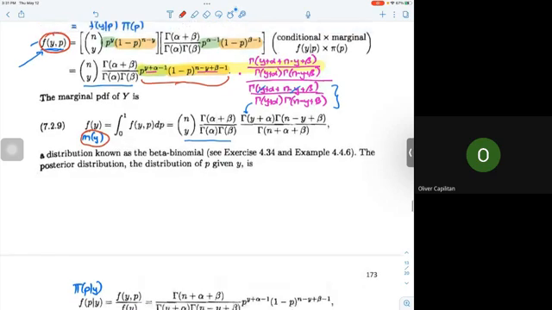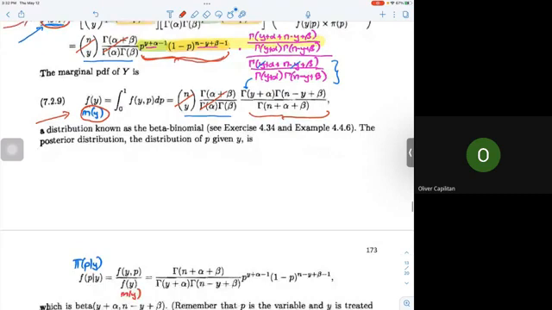Let me just delete that. For example, this is f of y. This is m of y. So cancel this, cancel that. Cancel this, cancel that. This is in the denominator, so this goes in the numerator. So this is the remaining expression.